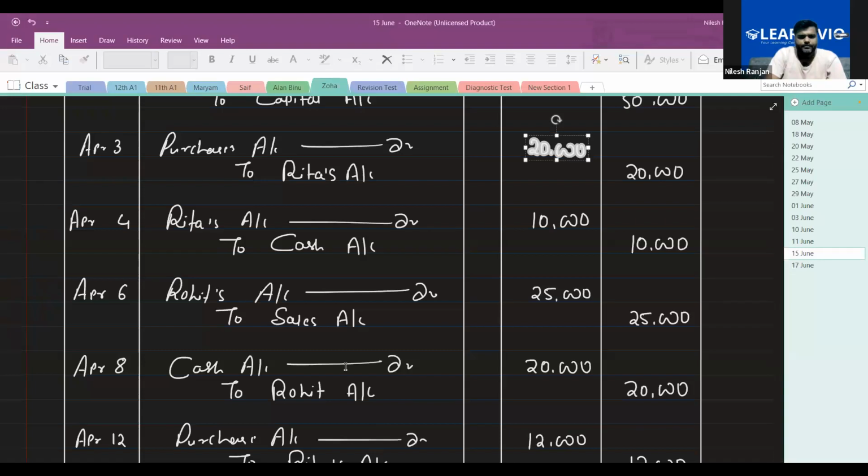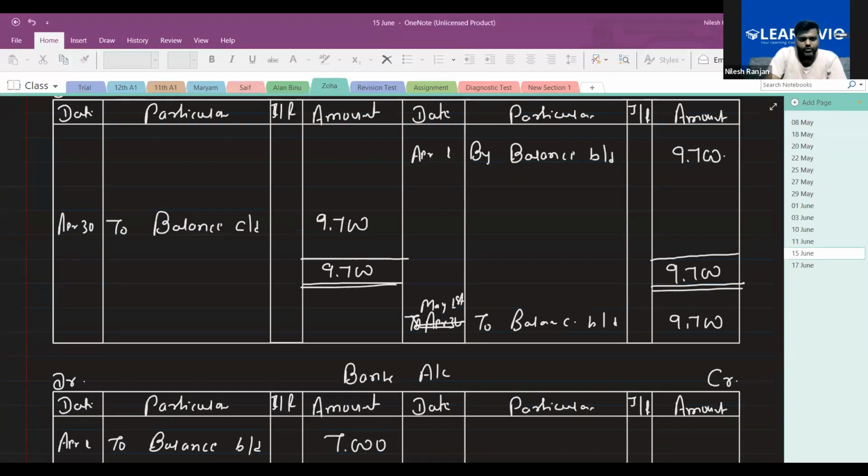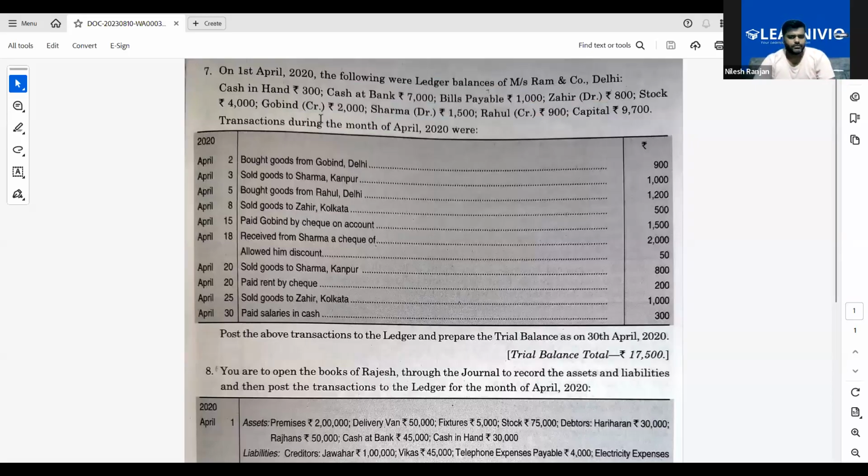Yeah, I can see the screen. Okay, this was the question, I think. Let me open the question also. Yeah, this is. Yes, now you can see the question. Yeah, I can see it.